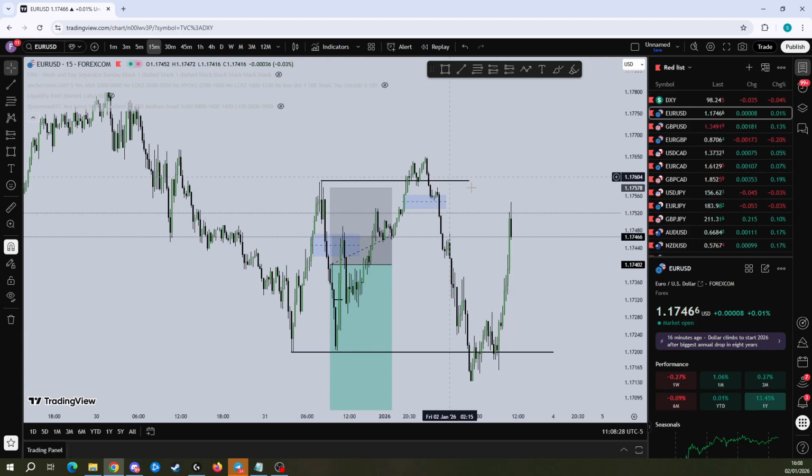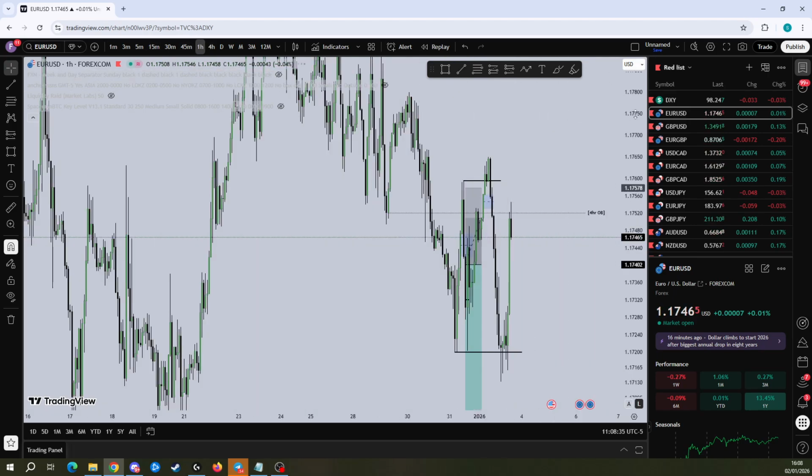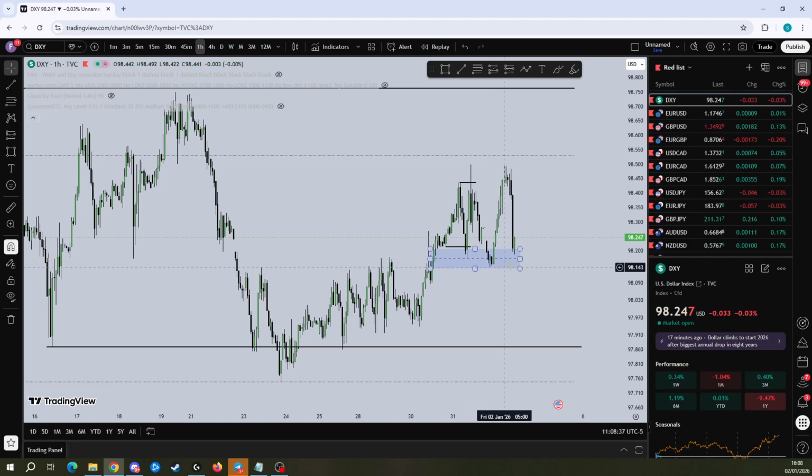And now EU is likely going to go for the range highs here if we don't start to reject from this 4-hour fair value gap. But with DXY close to these lows, I doubt it. So yeah.